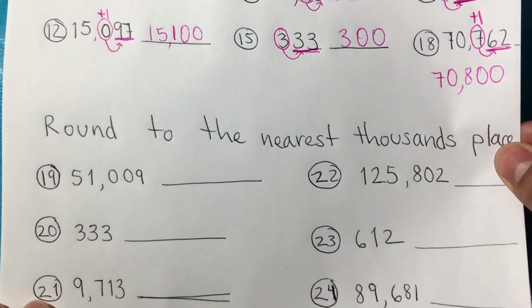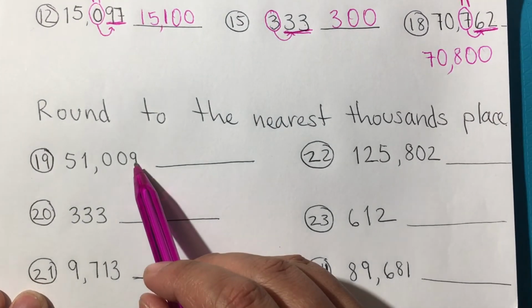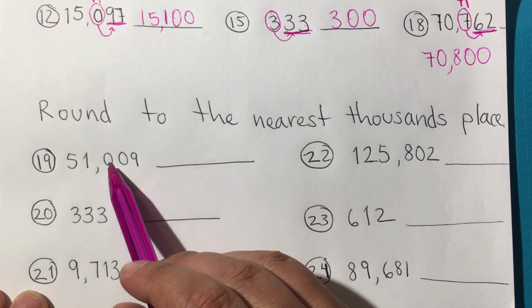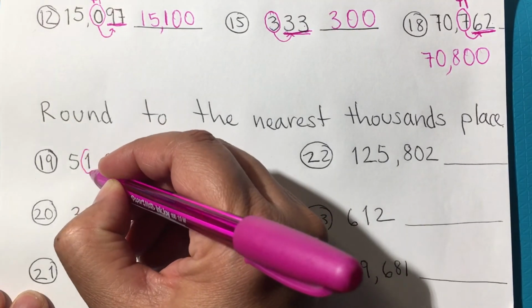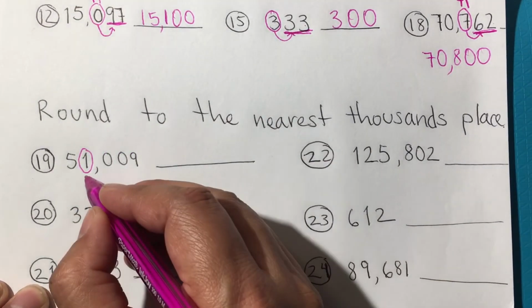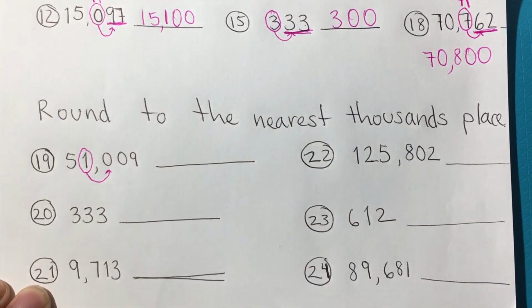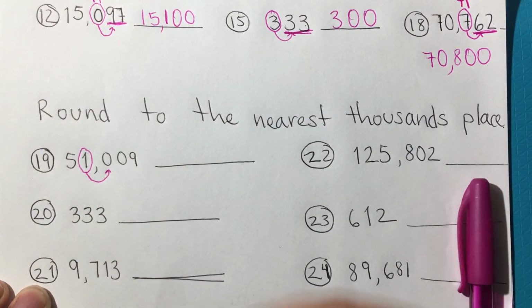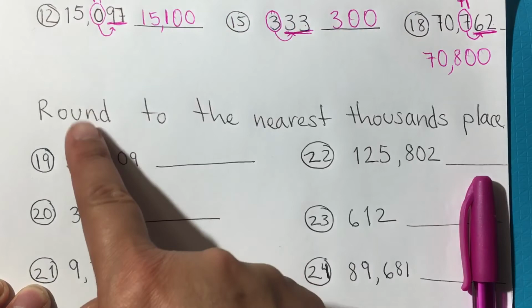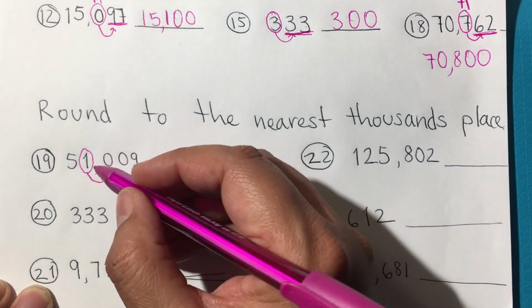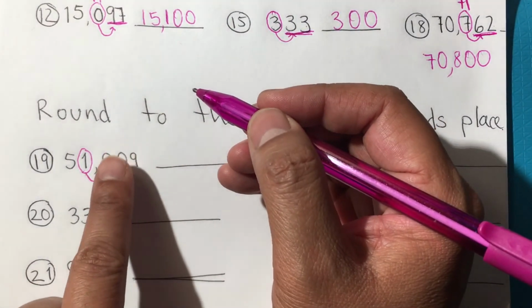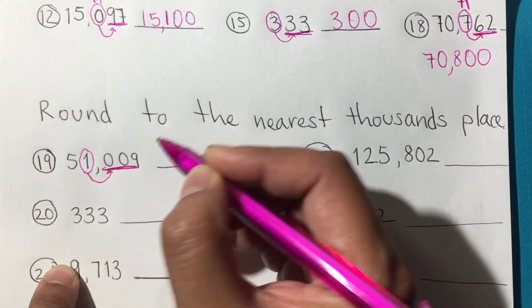Round to the nearest thousands place. So ones, tens, hundreds, thousands. The fourth number is the one that you're going to be circling. And the one on the right will tell you if it has 5 or more, you can give a hand. In this case, it's 0, so it stays. Okay? And everything in front becomes a 0.